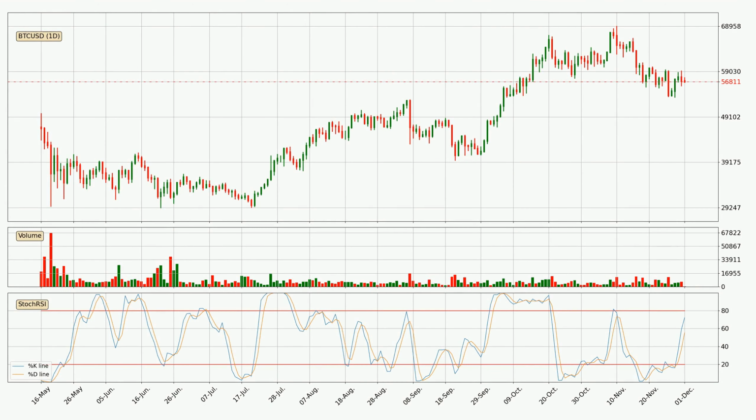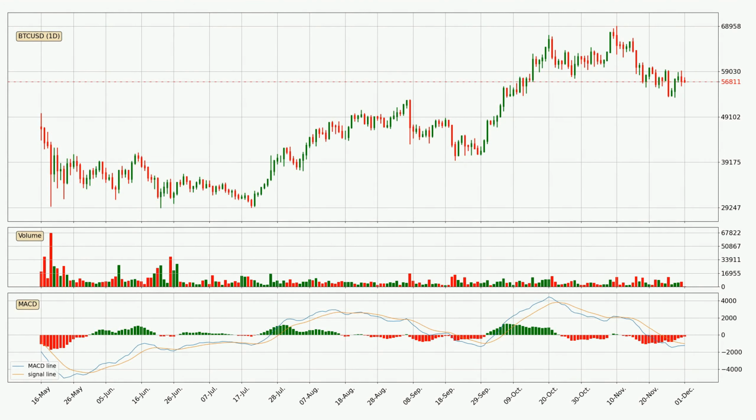Jumping to the daily stochastic RSI, there are no signs of the stochastic RSI being oversold or overbought at this time. But because the %K line is over the %D line, we can deduce that the trend is currently on the up. Moving to the daily MACD, the trend is currently going down because the MACD line is below the signal line. However, the MACD histogram shows that the momentum is currently shifting to the upside, and it could be expected that the price will consolidate for some time, and you should wait to see if the MACD line will cross the signal line, which will be bullish.